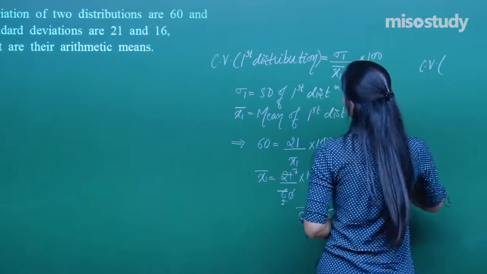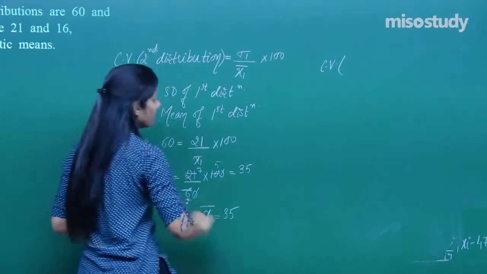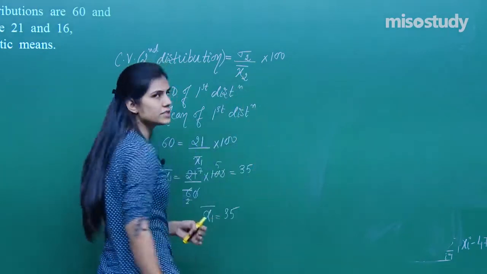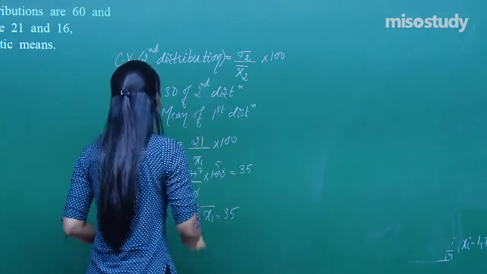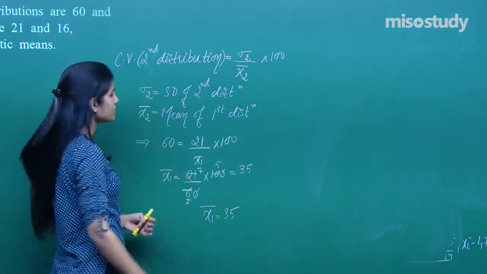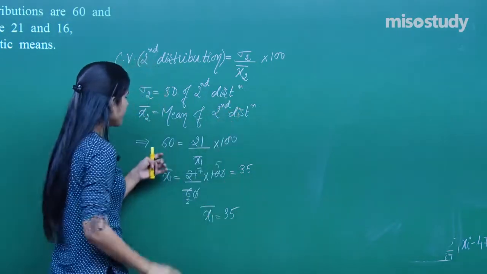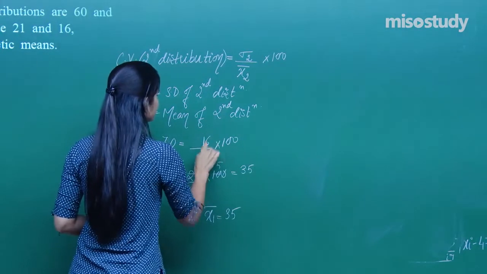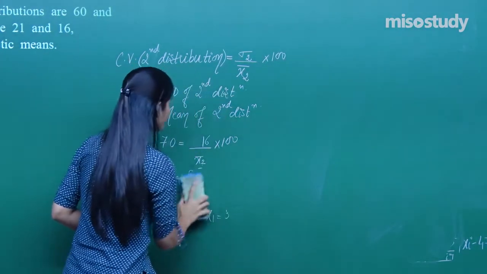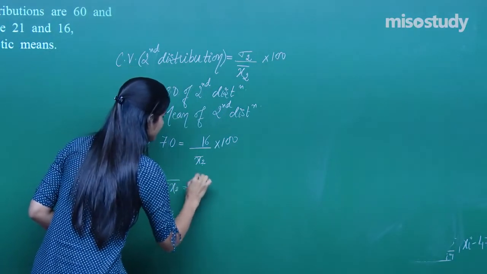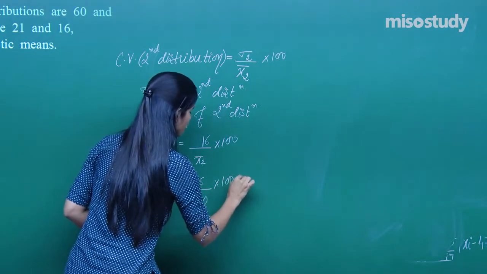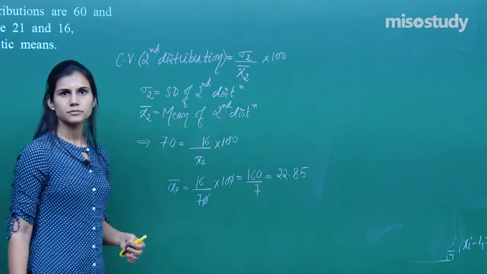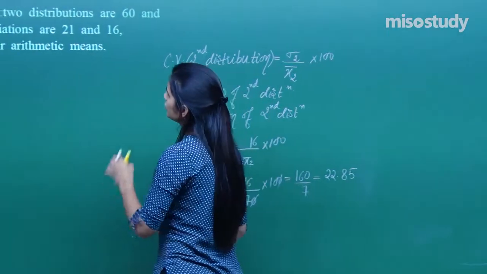Similarly, let us talk about it here itself. The coefficient of variation corresponding to the second distribution is equal to the standard deviation of the second distribution upon the mean of the second distribution. So, sigma 2 is the standard deviation of the second distribution and x2 bar is representing the mean of the second distribution. In that case, coefficient of variation is given to me as 70, standard deviation is 16 upon x2 bar into 100. So, from here when you evaluate x2 bar, because that is what we need to do, it comes out to be 16 upon 70 into 100, which eventually gives you 160 upon 7, that is 22.85. Fine.